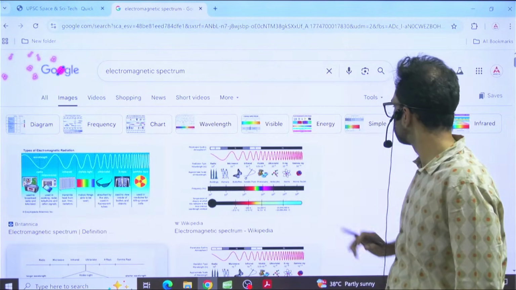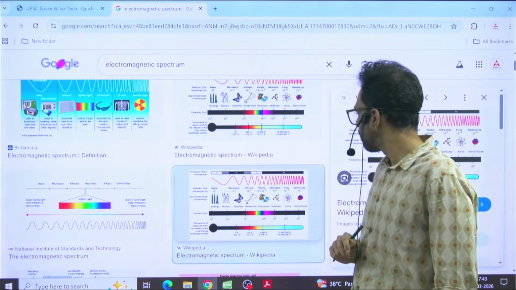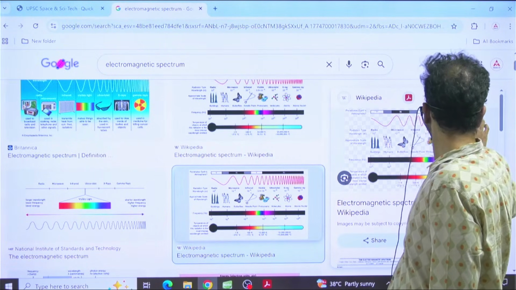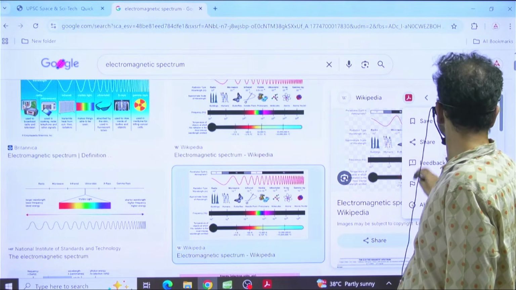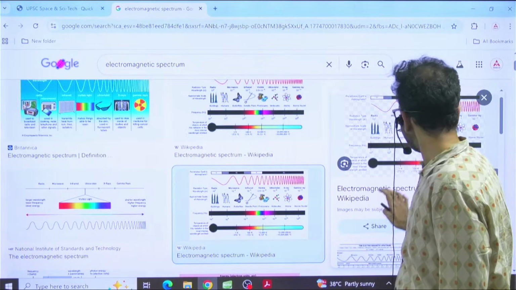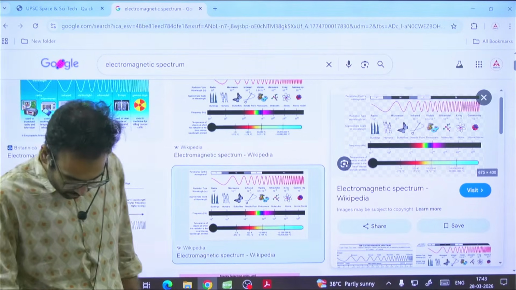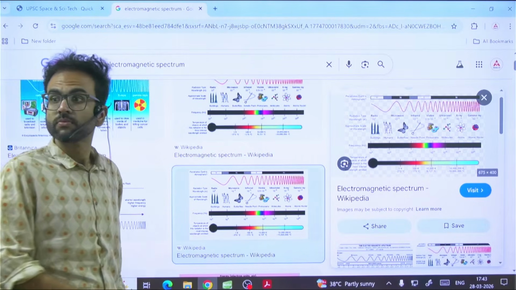Take a look at this. Now, if I say that a certain, take a look at this electromagnetic spectrum. Are you able to see this?